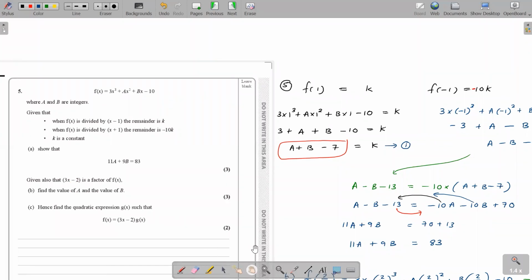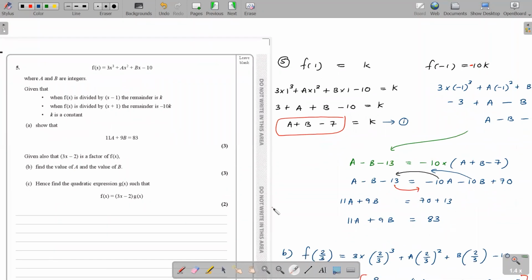Thereby, what do we need to do here? Our f(x), we should divide by 3x minus 2 because 3x minus 2 is a factor. So f(x) is a cubic, and 3x minus 2 is multiplied with another quadratic. g(x) should be a quadratic term because a quadratic term multiplied with the x term only should give you x cube.